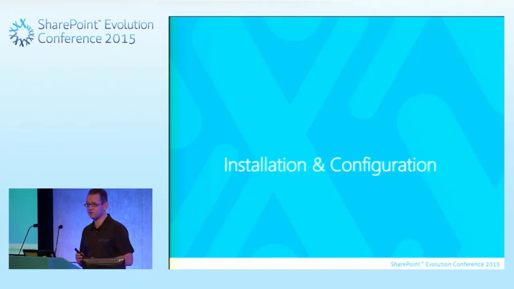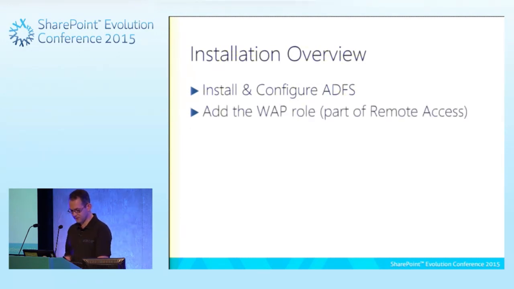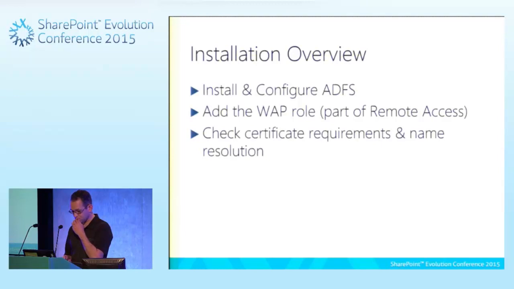Installation and configuration of the web application proxy is basically next, next, finish. You install and configure ADFS if you're not already running it. That's not that easy, not that difficult. You add the web application proxy role. It's part of remote access, so it's just a role feature that you have to install. You can do it through the GUI or through PowerShell.